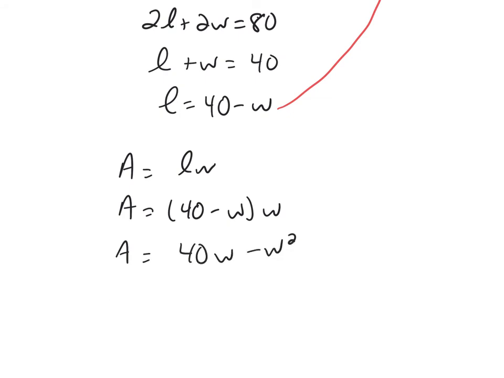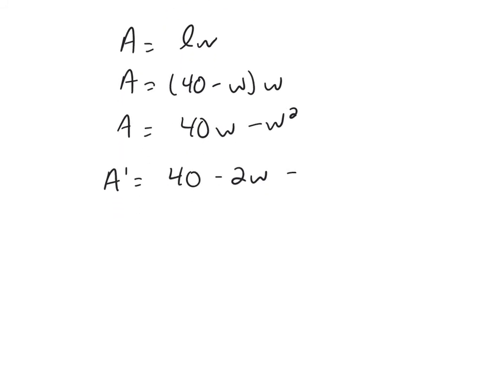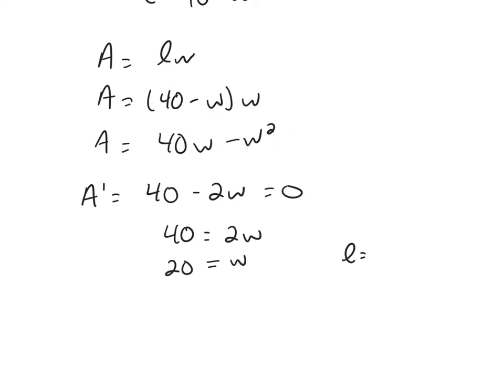So now you want to take the derivative. A prime will be 40 minus 2w, and you want to set that equal to 0 and solve. w equals 20. And then length would be 40 minus w, 40 minus 20, which would be 20.